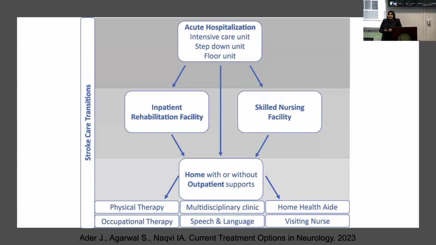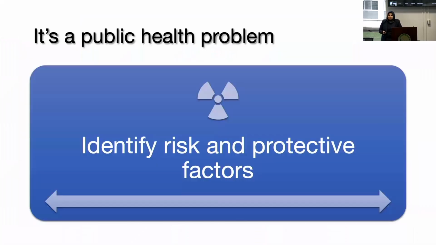Then this is just a figure to put together to give you a sense of how difficult these transitions are for somebody who just had a stroke, cannot move one side, and is in the hospital. Maybe they go to the ICU. Maybe they then are stepped down to a different unit. Then they go to a floor unit. Then they go to a rehab. What type of rehab? Inpatient rehab versus skilled nursing. They go home with or without supports. And then they have to have all of these different services that need to come together to help them. That's difficult. It's a lot of moving pieces in a system that doesn't work and is therefore fragmented.